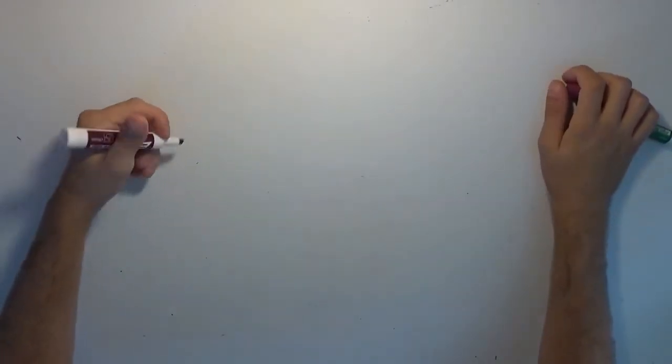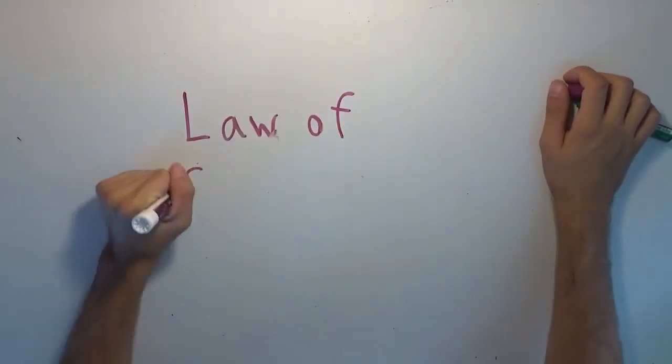Trusty cup of joe's coming in a thermos thing today, because I was in my car before drinking this. Still trusty. So today we're going to be covering the law of cotangents.